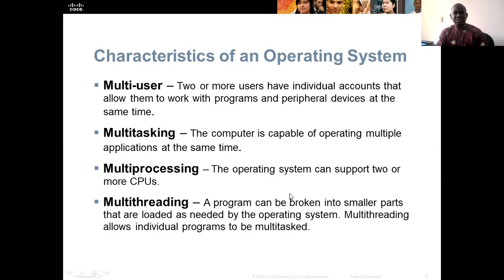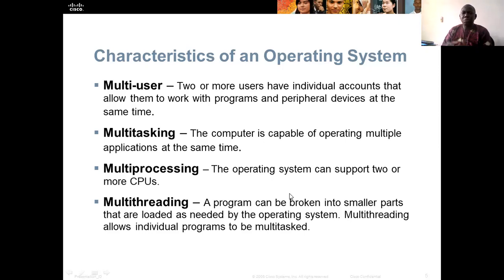When you talk about a multi-user operating system, we're talking about two or more users having individual accounts that allow them to work with programs and peripheral devices, printers, and others at the same time. So a multi-user operating system takes two or more users at the same time. Now, the same operating system can also be multitasking as well as multi-user. Multitasking is the capability of an operating system to run multiple applications at the same time.